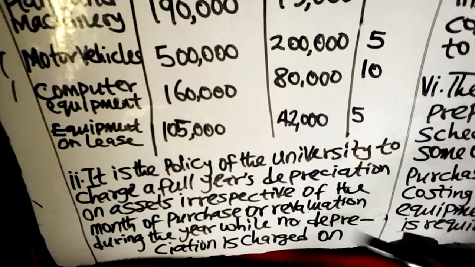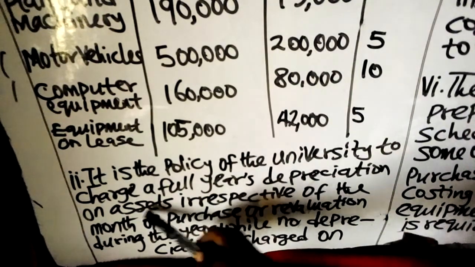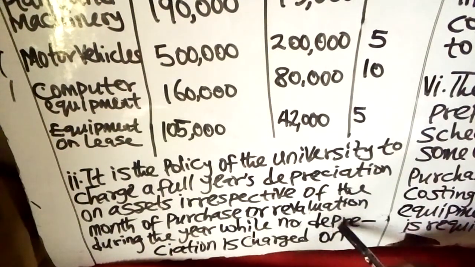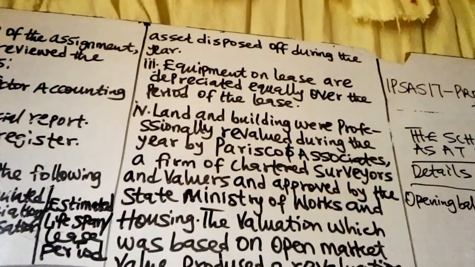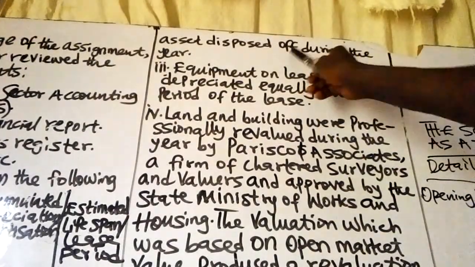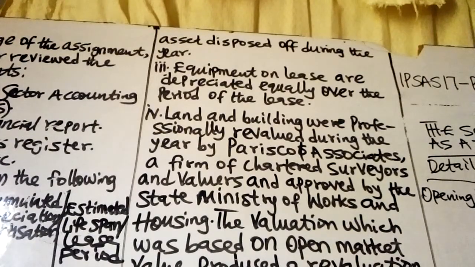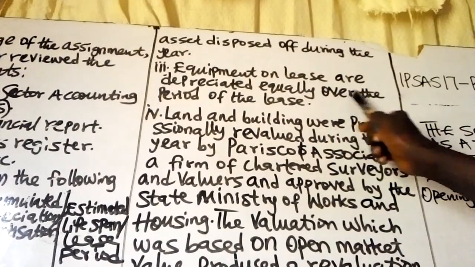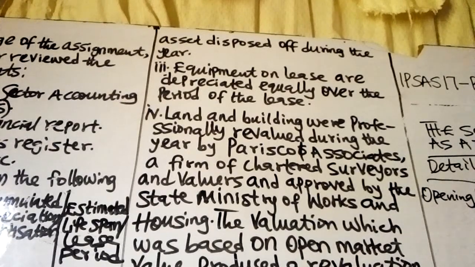Note 2. It is the policy of the university to charge a full year's depreciation on assets irrespective of the month of purchase or revaluation during the year, while no depreciation is charged on assets disposed of during the year. So that clause is only relevant when we are calculating our depreciation. Note 3. Equipment on lease are depreciated equally over the period of the lease. That is equally relevant for the calculation of depreciation.